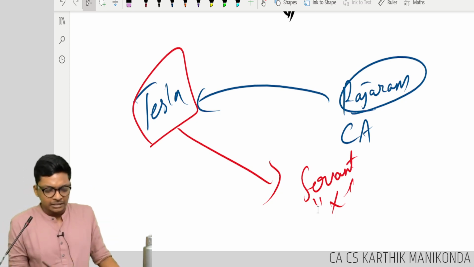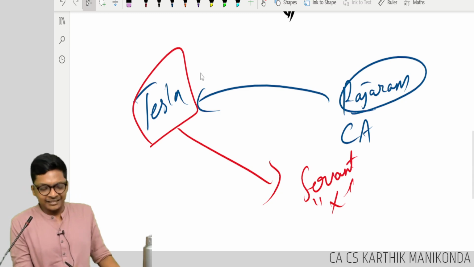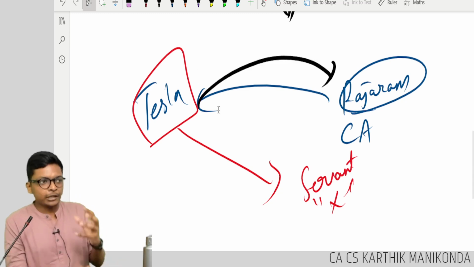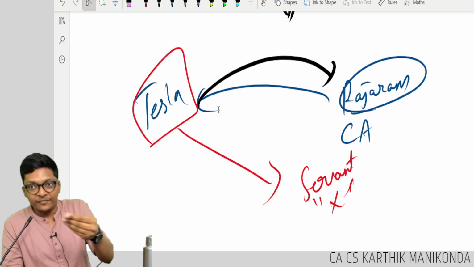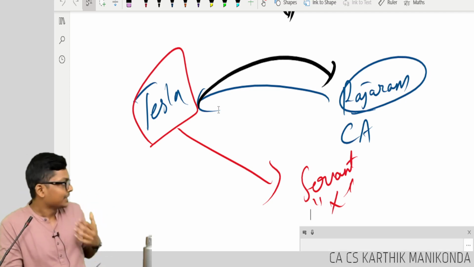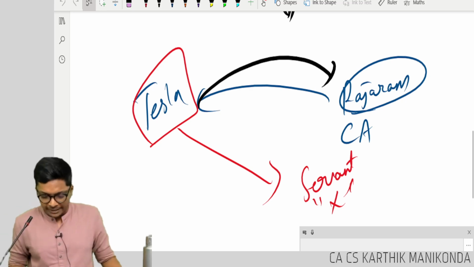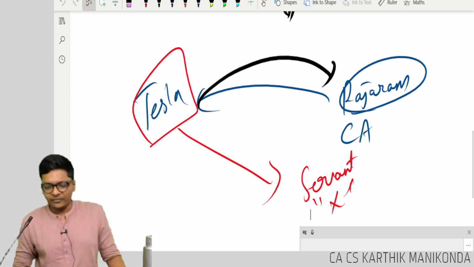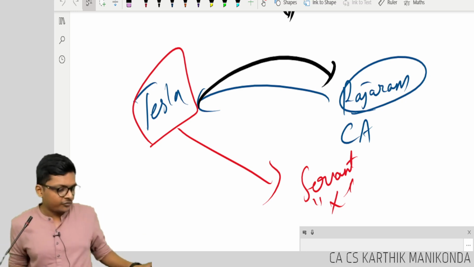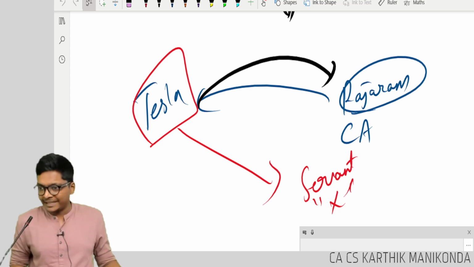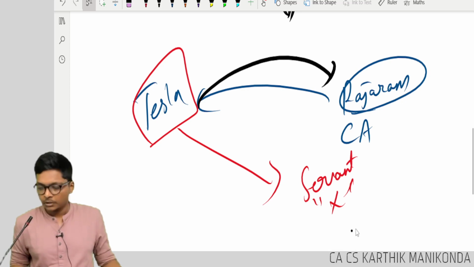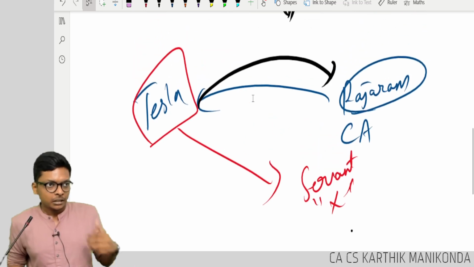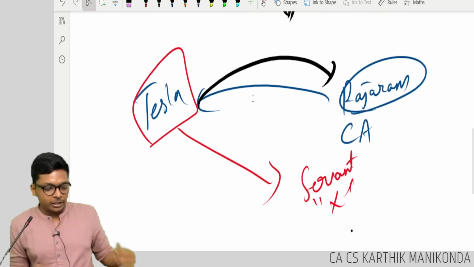Okay. Next, let's say Tesla company is giving daily tea and coffee for this Rajaram and this servant. Is that employee benefit given to them covered in the standard? Yes or no? Keep that in your mind. Next, think of any other examples that you can think of for employees. Let's say employees are taken on a trip. Is that covered in this standard, guys? Employees taken on a trip. Some of you yes, some of you no.